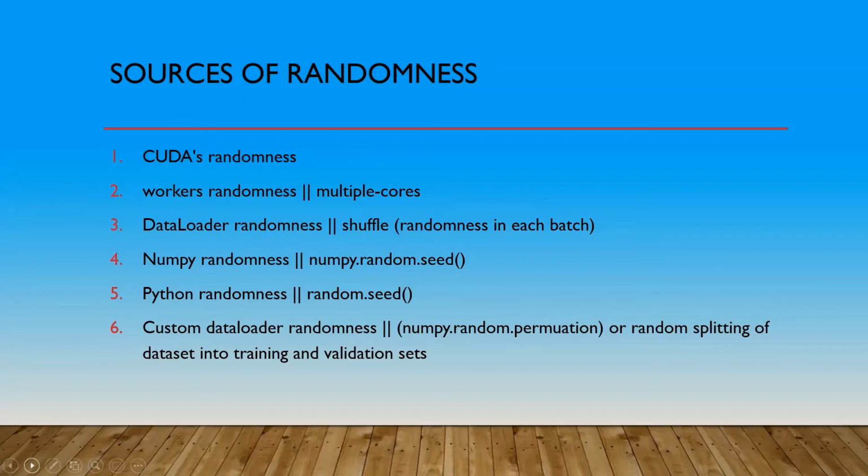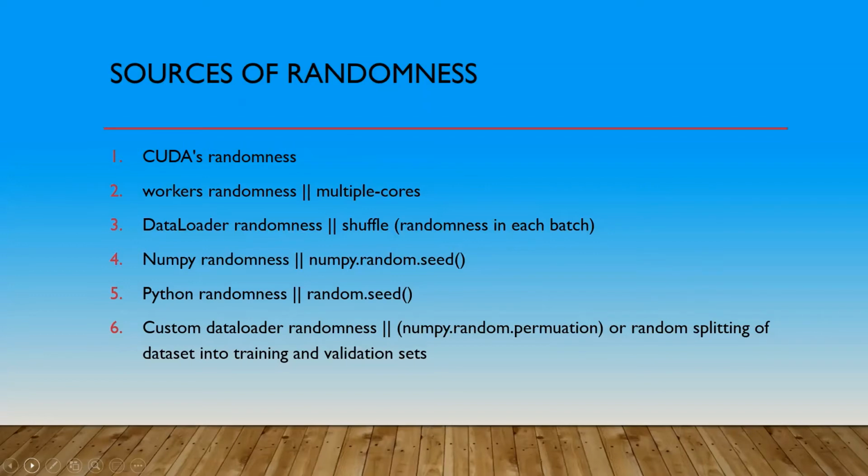Next, workers randomness. If you have worked with PyTorch, you must be familiar with the DataLoader object. DataLoader takes one of the parameters called workers. Workers signifies how many cores of your system should be used. In our system we have multiple cores, and a lot of the time, to make execution faster, we try to use multiple cores. Whenever the data is distributed across these cores, a random selection happens. That also leads to one of the main reasons for non-reproducibility of the result, so we have to fix that too.